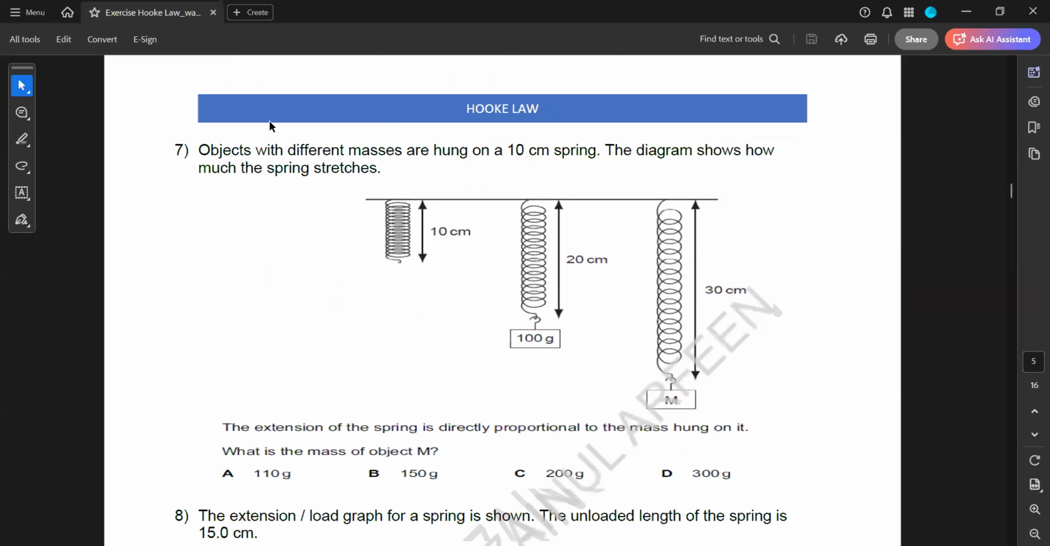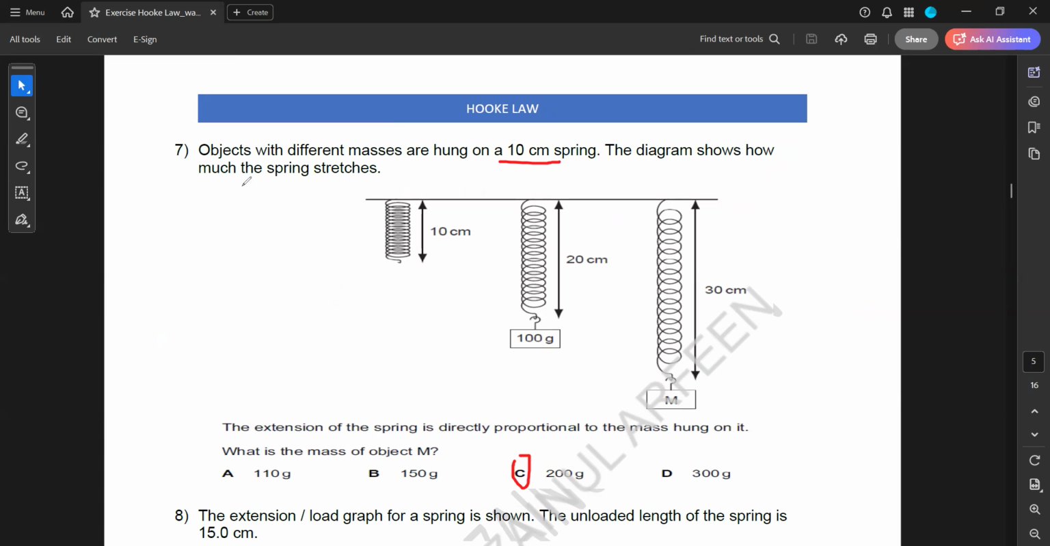Question 7, any doubt? The correct answer for question 7 is C. If you have doubt, I'll explain. Otherwise, I'll move on to the next question. Sir, doubt. Okay. The objects with different masses are hung on a 10 centimeter spring.